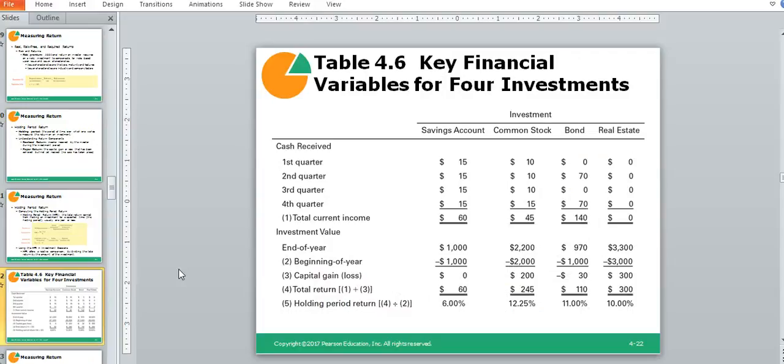I'm going to go to this slide over here and I want to look at holding period return for a savings account, a common stock account, bond account, and real estate. So we look at all the cash we received from each of the different accounts. This would be dividends, this would be interest payments, and then we didn't receive any on real estate here. We look at the beginning of the year value, the end of the year value, and we can calculate the holding period return. So you can see in this particular example, the savings account earned 6%, common stock earned 12%, bonds 11%, and real estate 10%.